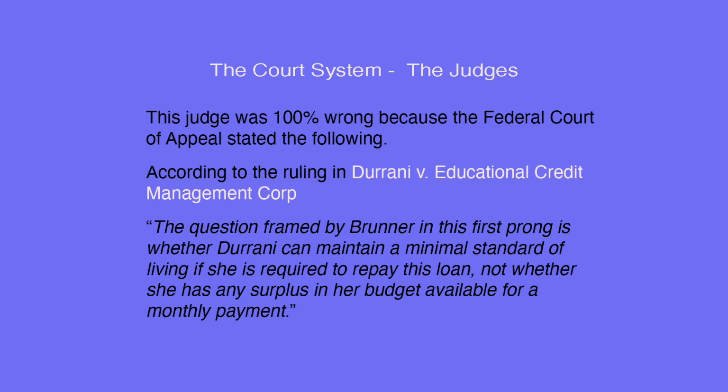The judge was 100% wrong because the Federal Court of Appeals stated the following, according to the ruling in Durrani v. Educational Credit Management Corp., which states, the question, framed by Brunner in this first prong, is whether Durrani can maintain a minimal standard of living if she is required to pay this loan, not whether she has any surplus in her budget available for a monthly payment.